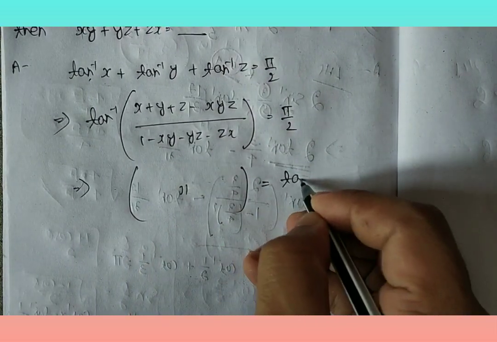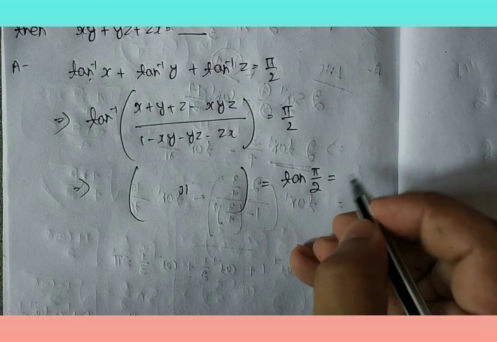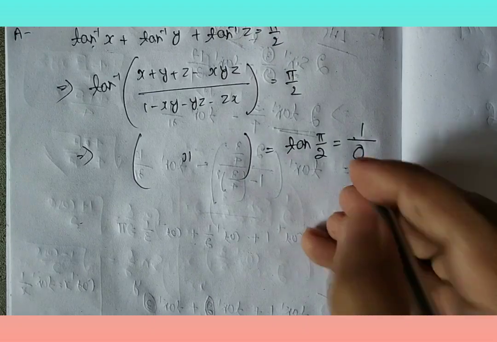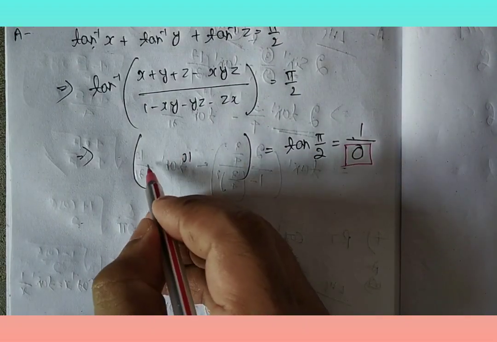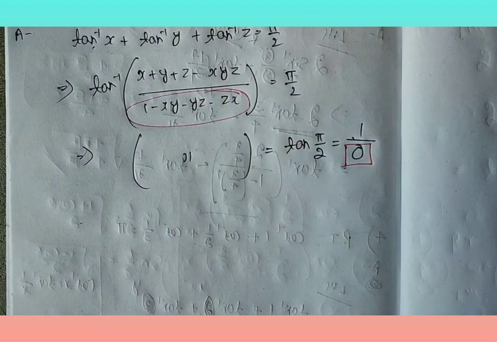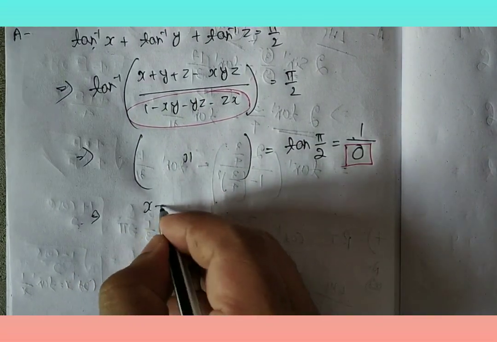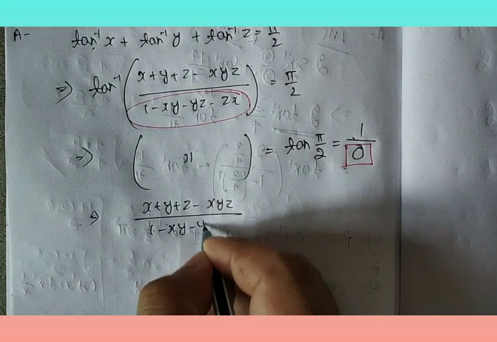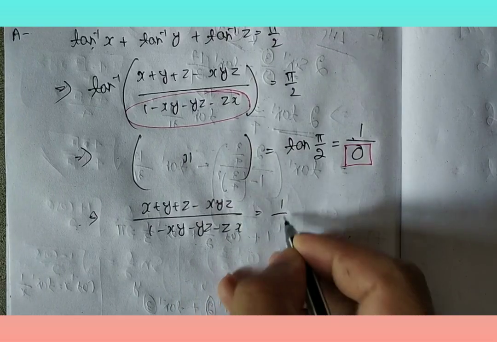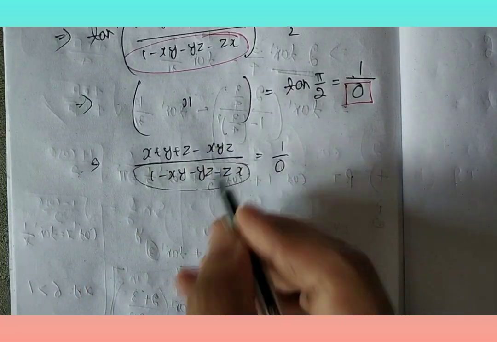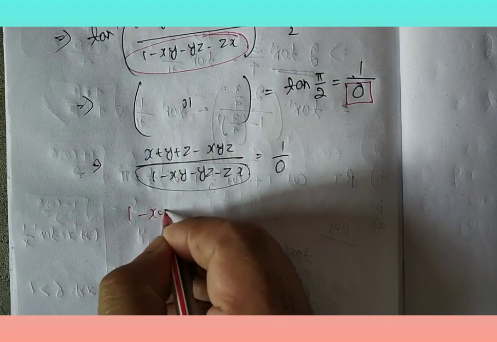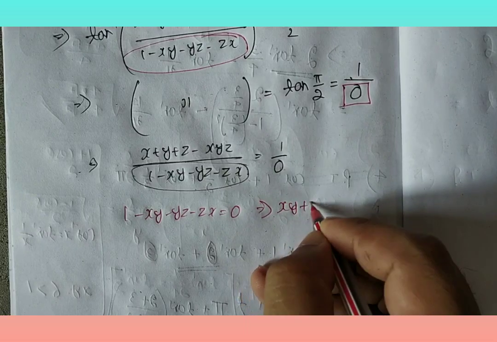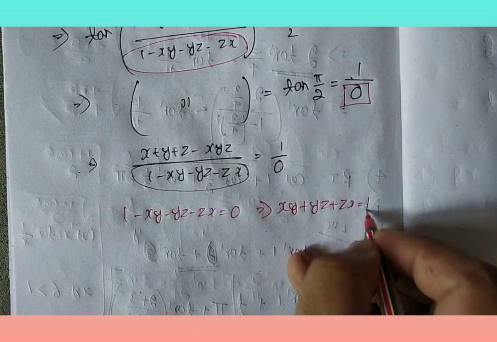This is equal to tan pi by 2, and tan pi by 2 is undefined or 1 by 0. 1 by 0 means the denominator part is 0, and this term containing the denominator part is this much. That means x plus y plus z minus xyz by 1 minus xy minus yz minus zx equal to 1 by 0. That means this term is equal to 0. 1 minus xy minus yz minus zx equal to 0. Hence xy plus yz plus zx equal to 1.